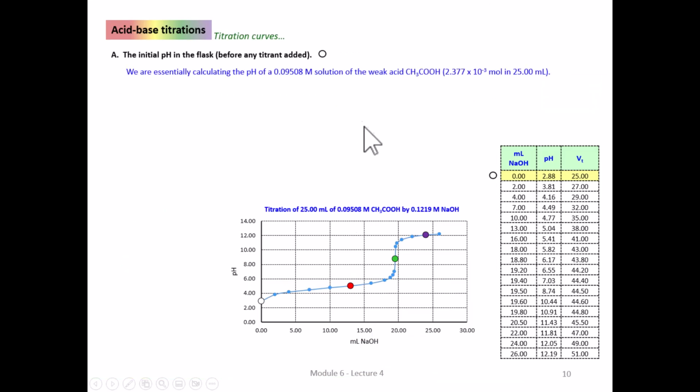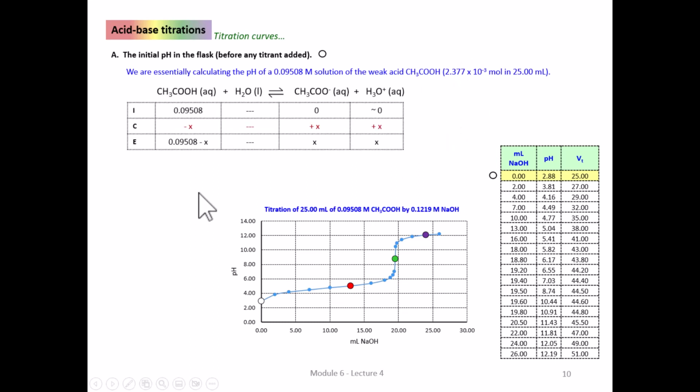So essentially what we're doing is calculating the pH of a 0.09508 molar solution of the weak acid acetic acid. In other words, this many moles in 25 milliliters total volume. We set up the ice table. We use the usual methods with the proper Ka value. We get a pH of 2.88.